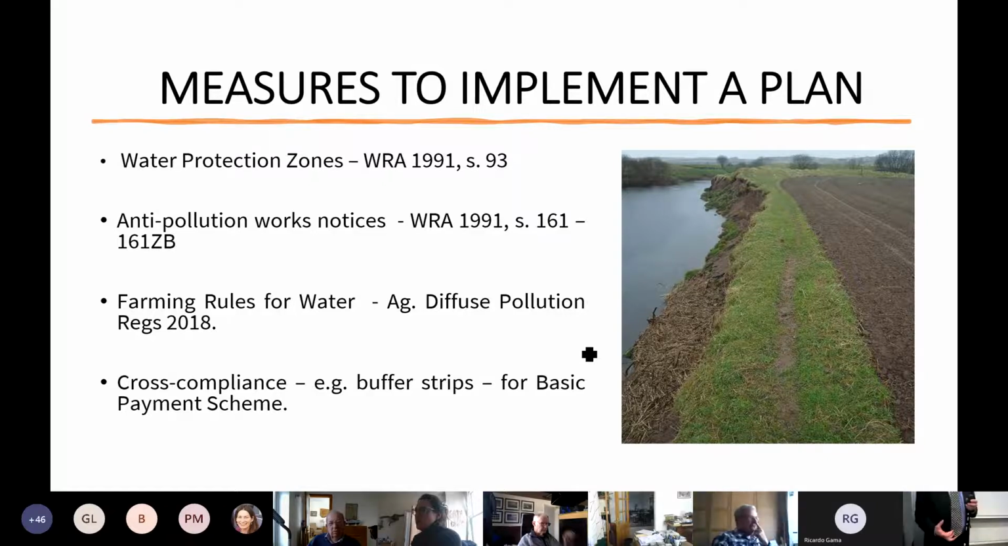Basic payment scheme for farmers is, well, for your farm, you get X amount a year in the basic payment scheme. But you only get that payment if you comply with certain environmental rules, for example, establishing buffer strips between your arable area and the river.